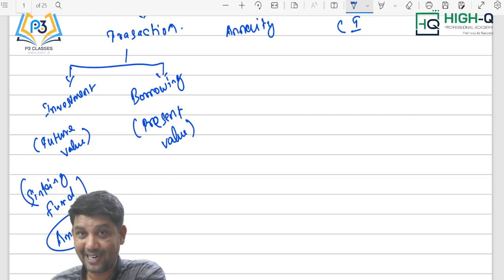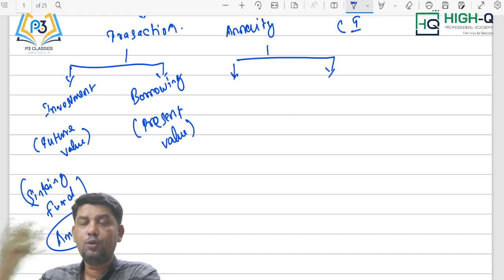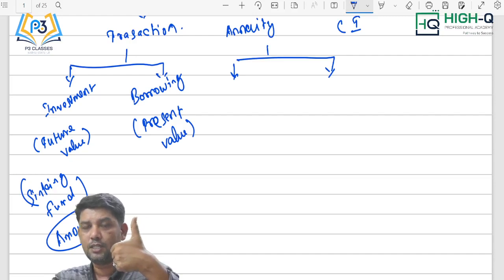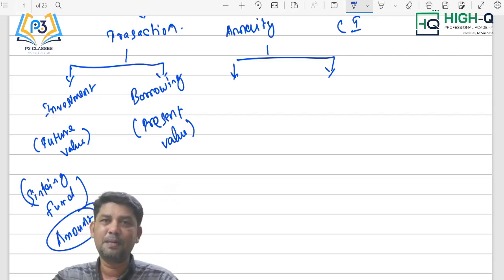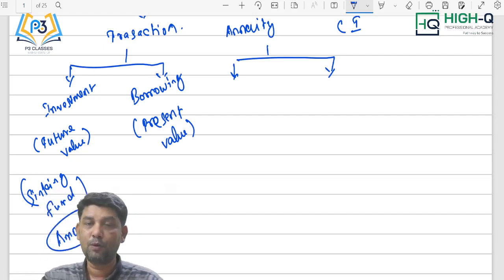Now, second thumb rule: type of annuity. See, there are two ways of paying annuity, my dear. Point number 1: there are two ways of paying annuity. For example, in a simple example, I can give prepaid and postpaid. What is prepaid and postpaid? Use and pay, and pay and use.